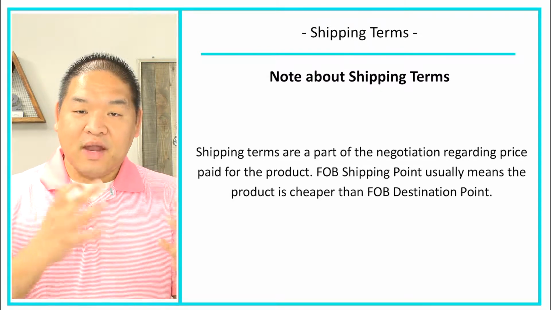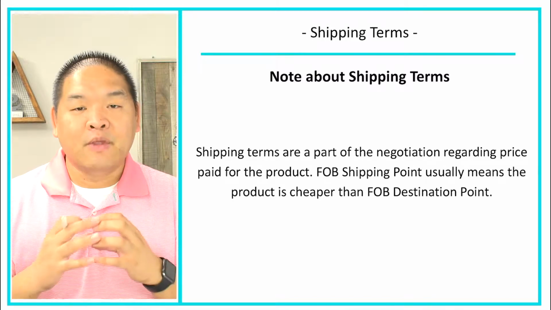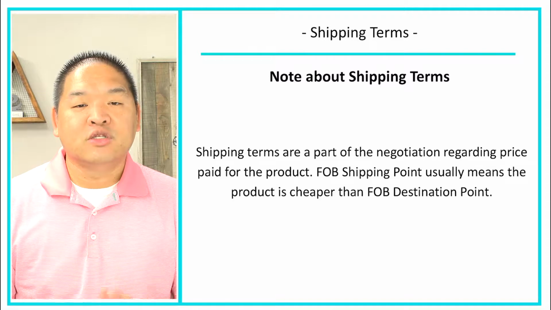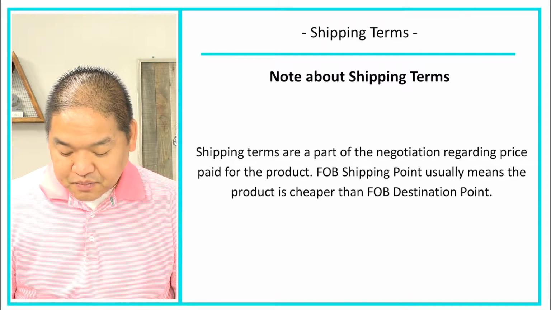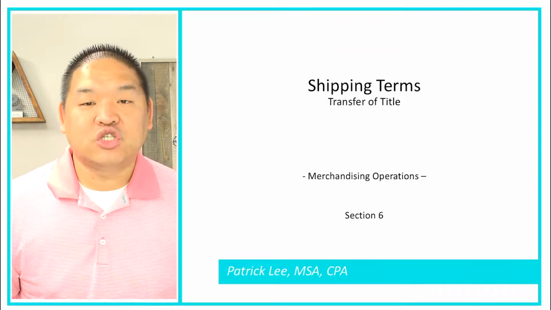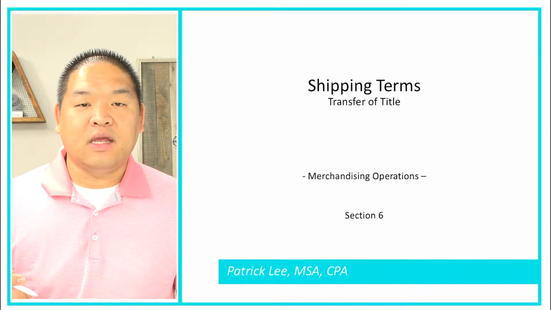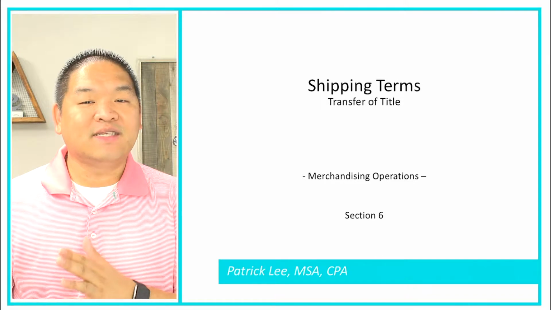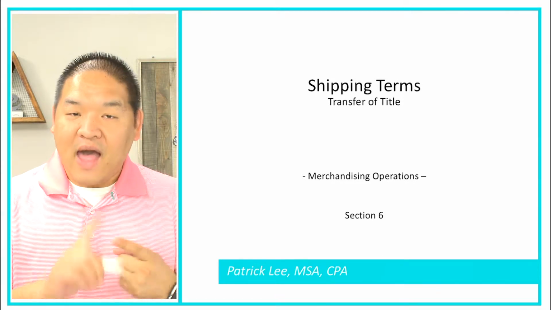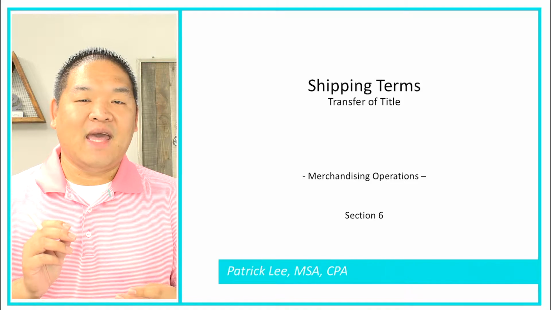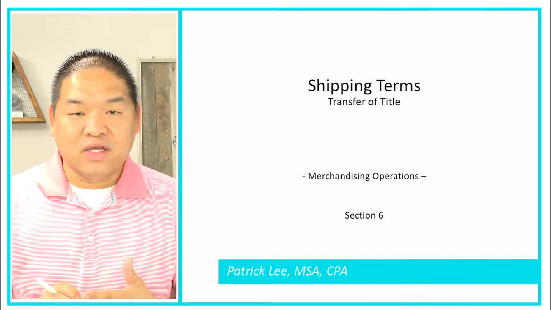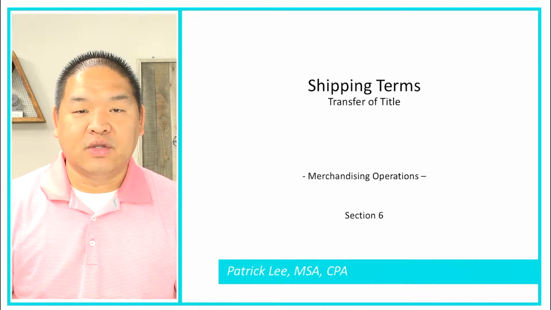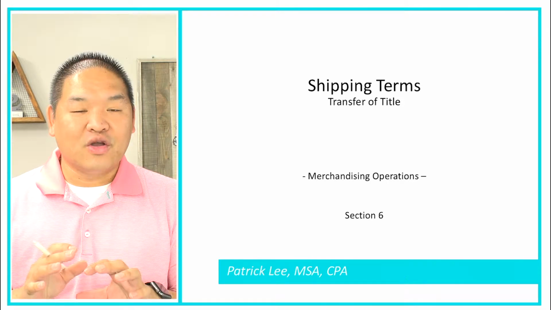Remember that when we talk about FOB shipping point and destination point, when we book the sale or when we book the expense is critical to the shipping terms. So that is a look at shipping terms and understanding what FOB shipping point means, as well as what FOB destination point is, and when a sale actually occurs and when an expense is actually incurred by a company and when they need to book it into their books. So that is a look at shipping terms.